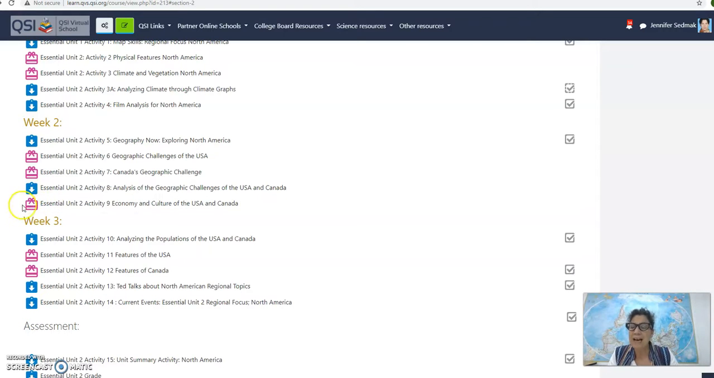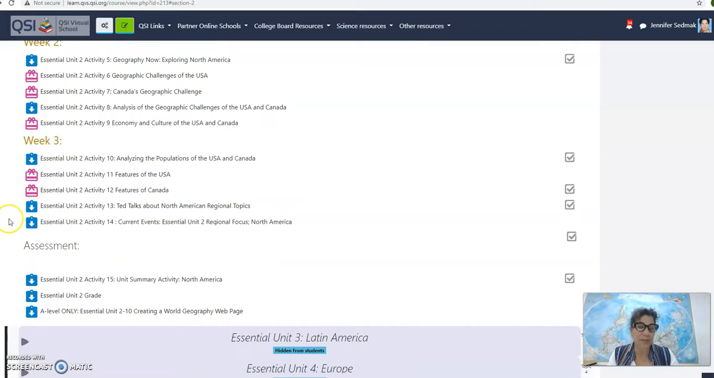Now, moving on into week 3, in fact, the final week of Essential Unit 2, I want to talk to you today about what your responsibilities are and how to successfully pull this unit to a close, okay? In the first activity, we're going to go back to population. So I want you to spend some time analyzing the populations of the United States and Canada.